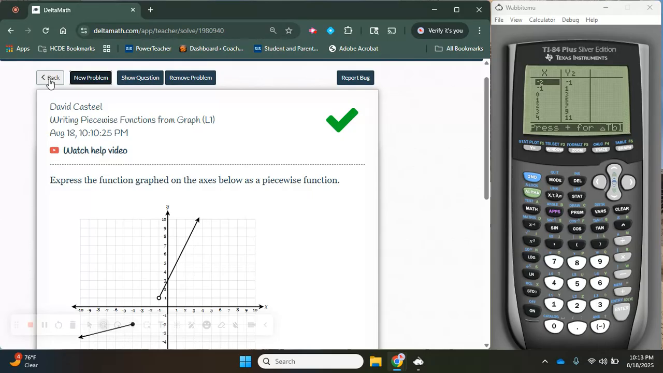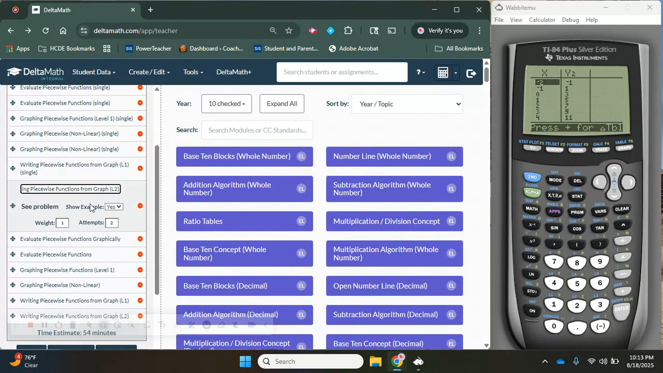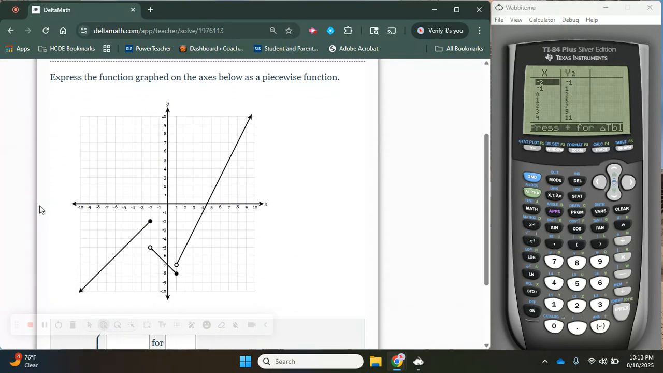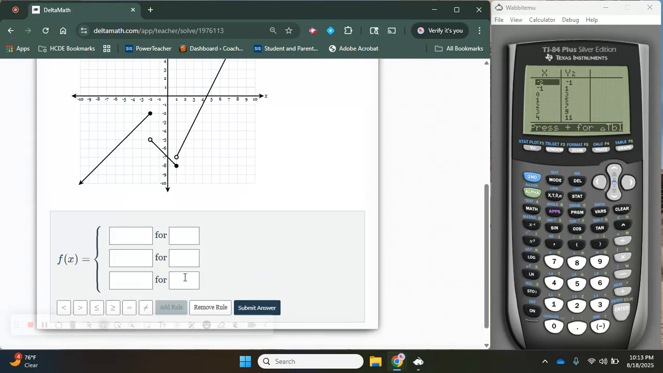And we're going to up the ante one more time. Level 2 on this. And here we go. We've got 3 parts, so I'm going to have to add a rule. These are called rules. I'm going to first set the domain. X values less than or equal to, and then the first wall that we run into is -2. And I used an equal sign because that is a closed circle.